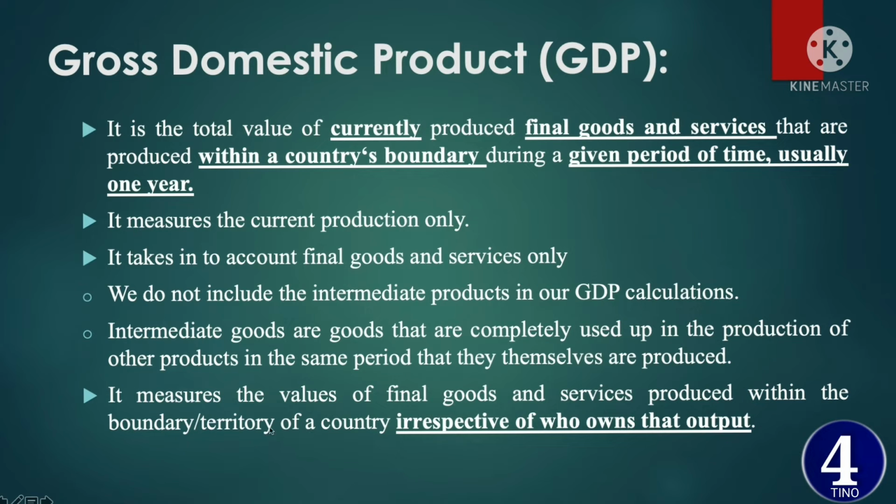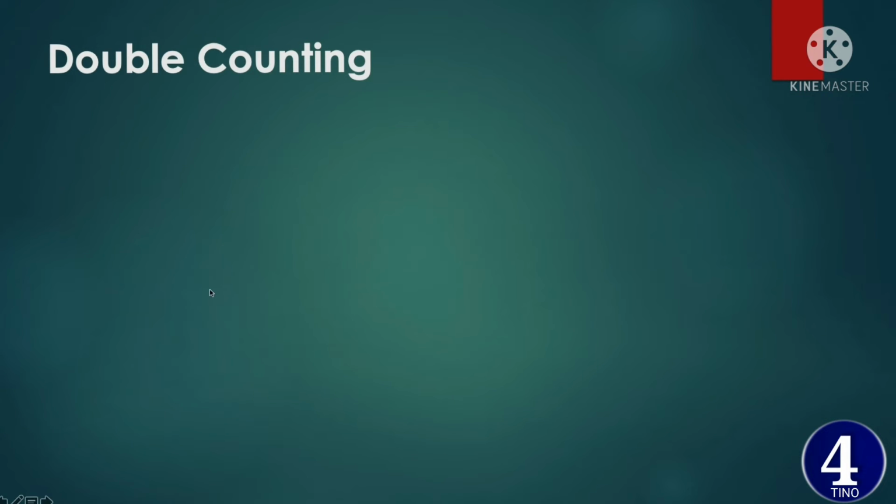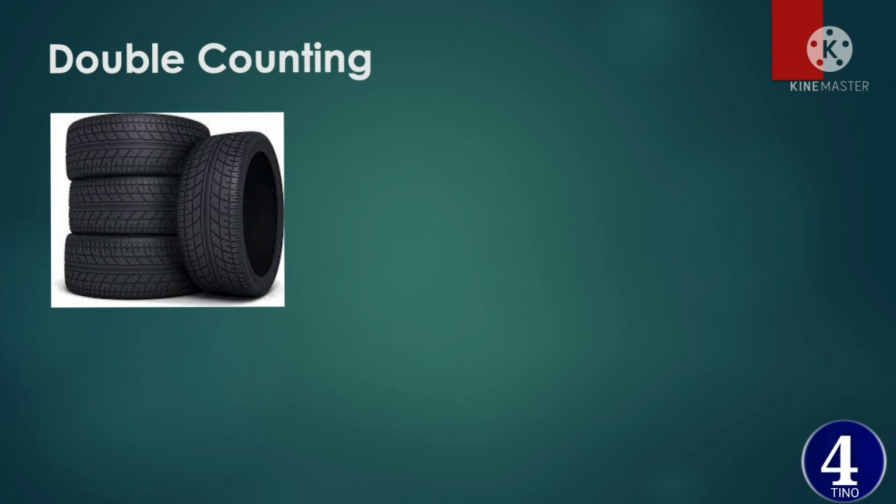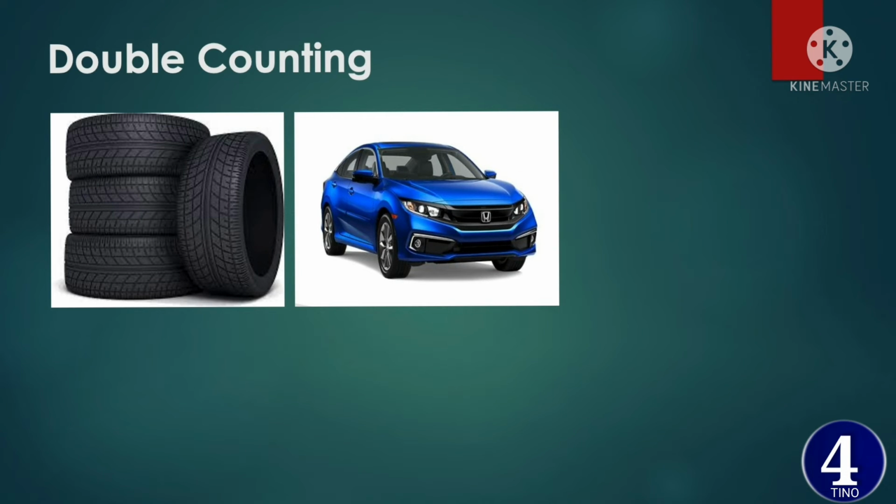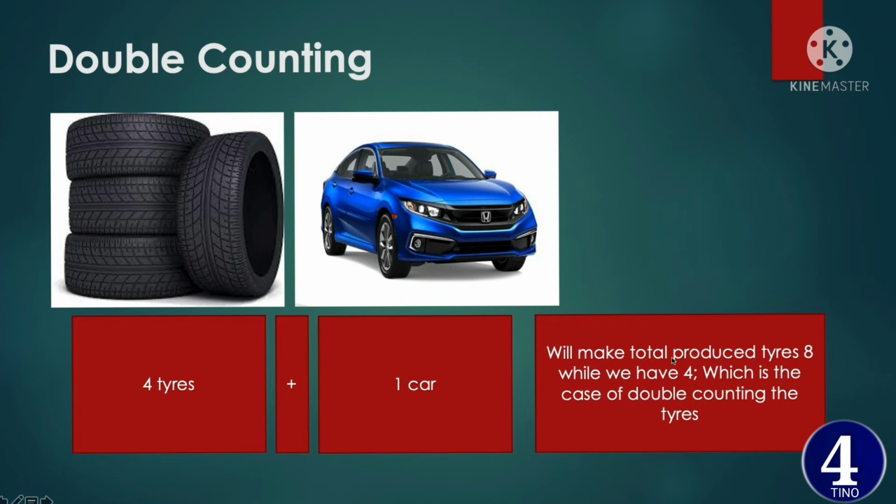We just count the values of final goods and services which are actually being produced within the boundary or territory of a given country. Also, when discussing double counting, as I told you before, if you count 4 tires and also another car, it means 4 tires a country is producing and 1 car a country is producing, so we will make total produced tires in a given country to be 8.